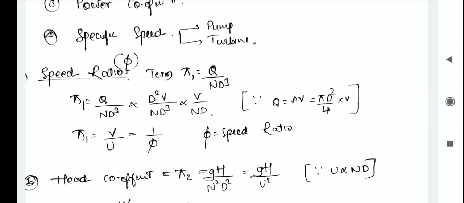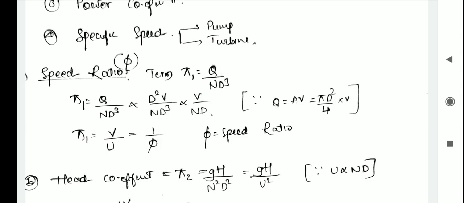That is, pi 1 is equal to Q divided by N D cubed, which is proportional to D squared into V divided by N D cubed, which is proportional to V divided by N D. It is because Q, that is the discharge, is equal to area into velocity, right? So area is pi D squared divided by 4 into velocity. So from pi 1 you will get V divided by U, which is equal to 1 divided by pi.